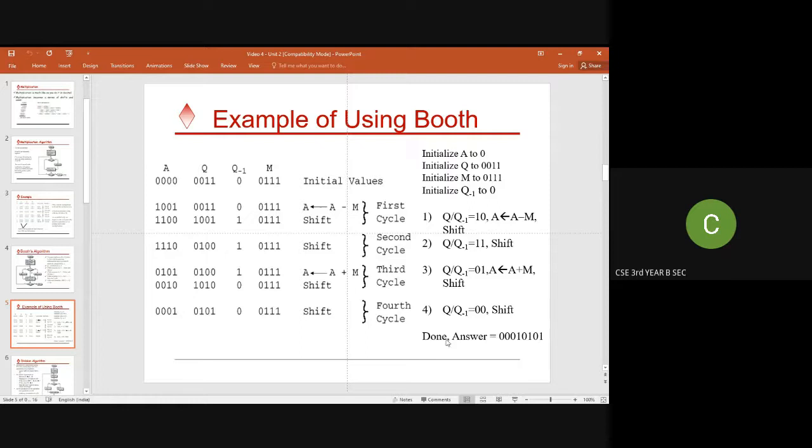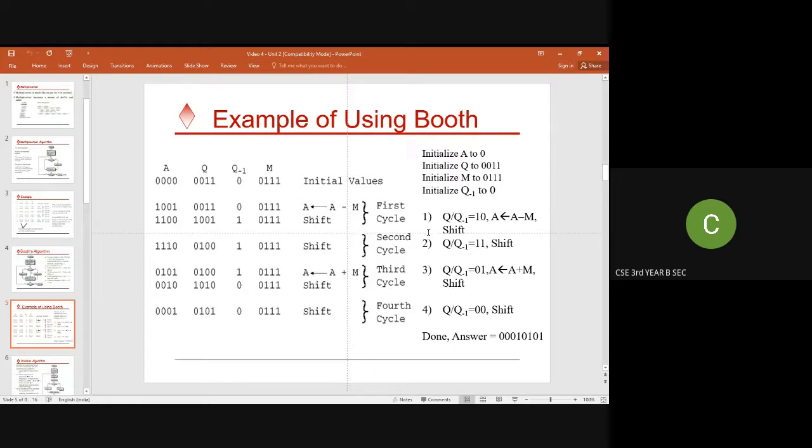So this is the example. First initialize A to 0 and Q to 0011. So this is our multiplier, and M is our multiplicand, 0111. So first we have to take the Q minus 1. Q minus 1 is 0, and as usual, A is assigned all zeros, the accumulator value.